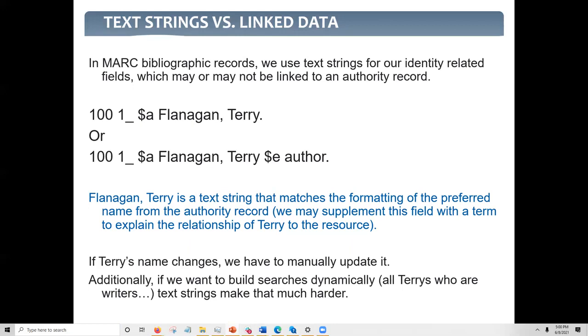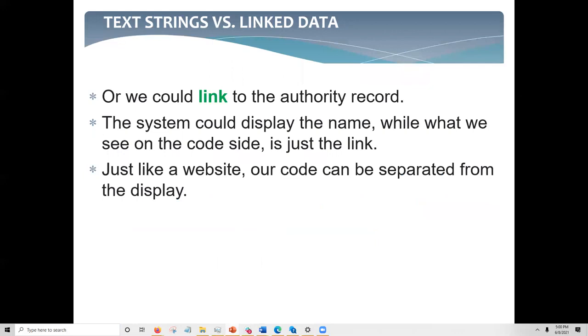Now, there are tools out there that will do this work for you, but it still has to be done. It's not an automated process unless you outsource to a vendor, and even they have to do work. It just seems automated for you. And if we want to build more dynamic searches, like all Terrys who are writers and things like that, text strings make this much harder to do. Or we could just link to the authority record, and then the system could display the name. So the system could still show us Flanagan, Terry.